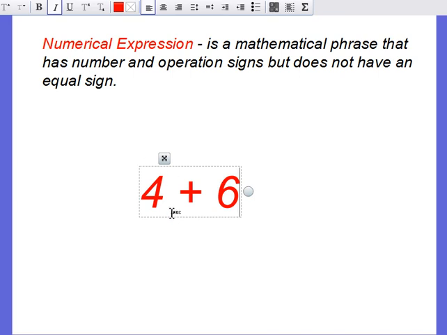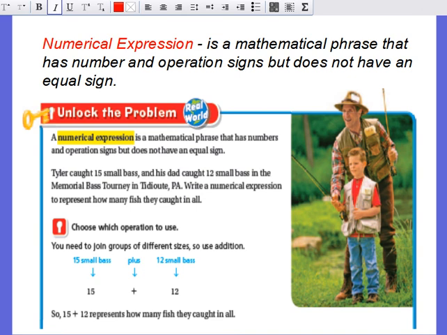I have numerals, I have an expression, but there's no equal sign. It doesn't mean I'm supposed to solve it. It's just the numbers I would use and the order of operations I would use to solve a problem. So let's move on, and I have a story problem. We want to use our numeral expression to figure out what we should be doing in the story problem.